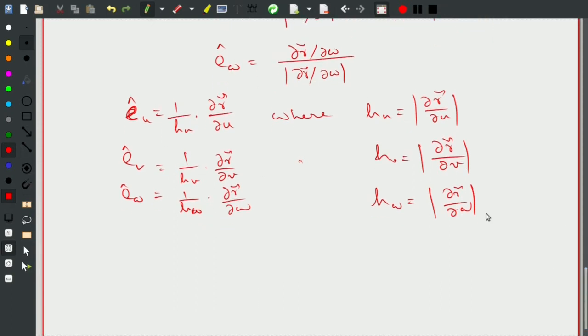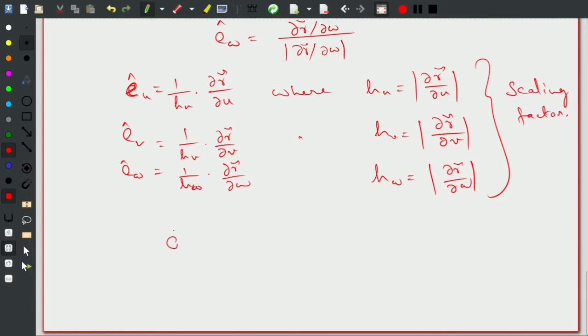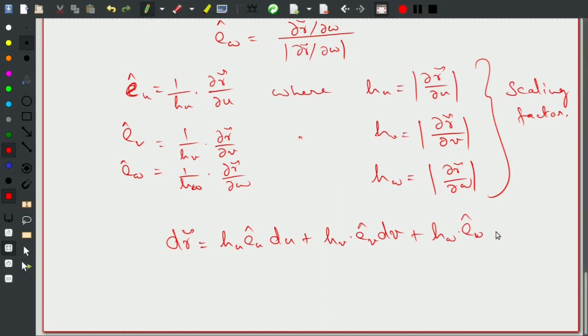Here h u, h v and h w are the scaling factors, right? So if we substitute this in our dr, we can write the dr vector as h u e u cap du plus h v e v cap dv plus h w e w cap dw, right? So we rewrote the derivative of the position vector in the curvilinear system as this.